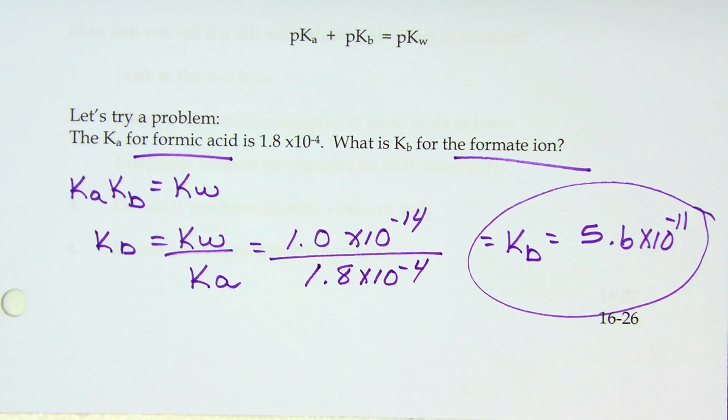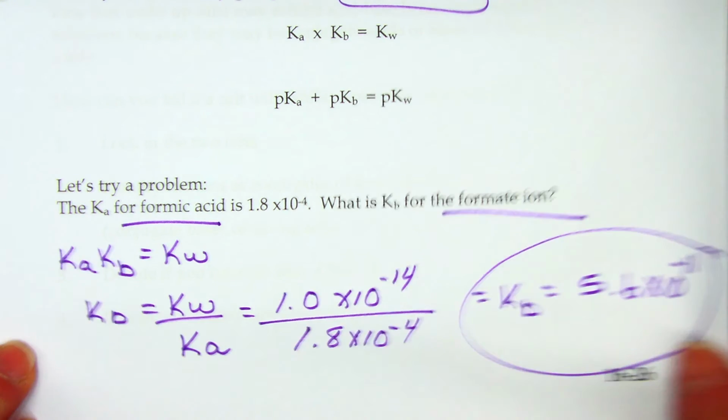So now, just for kicks, if you think about this, the Ka for formic acid is 1.8 times 10 to the negative 4th. The Kb for the formate ion is 5.6 times 10 to the negative 11th. Of those two species, which is more active acid-base-wise? Which will have more effect, the acid or its conjugate base? The acid, because it has a bigger value. Okay? Later on, we're going to have to think about that.